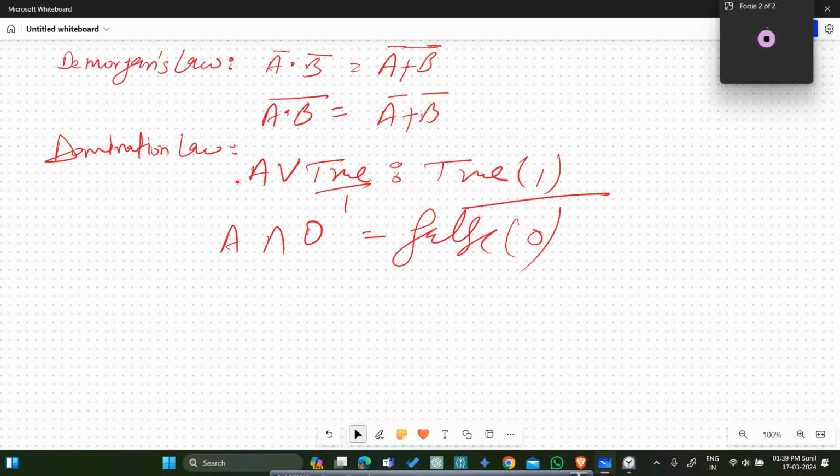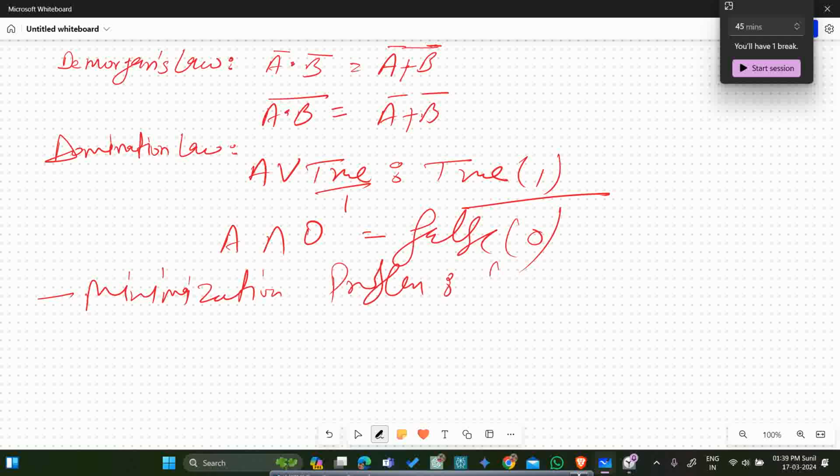Alright. So these are all basic operators and properties of basic operators. In the next lecture, we will discuss derived operators and properties for those derived operators also. So one question also arises here: minimization problems. These types of problems are asked in the GATE exam.